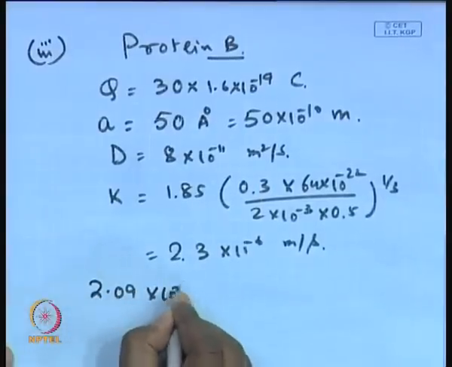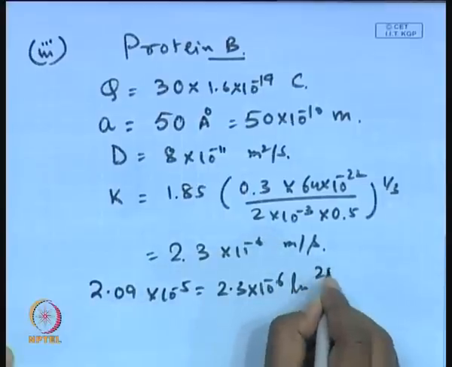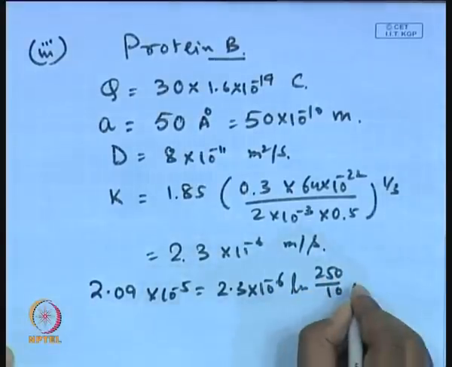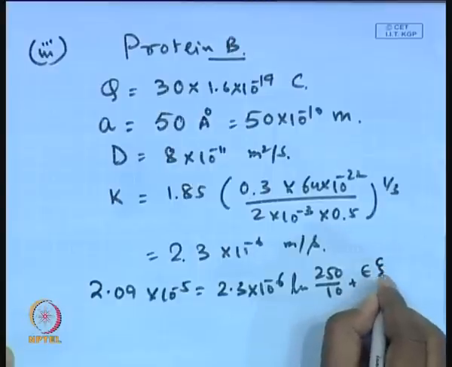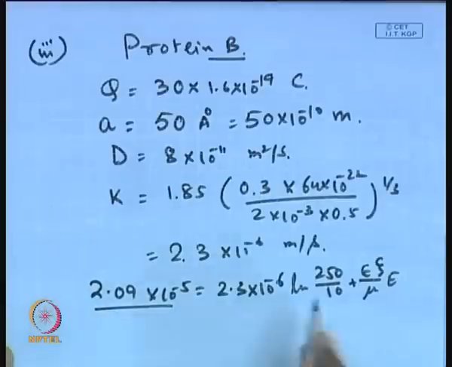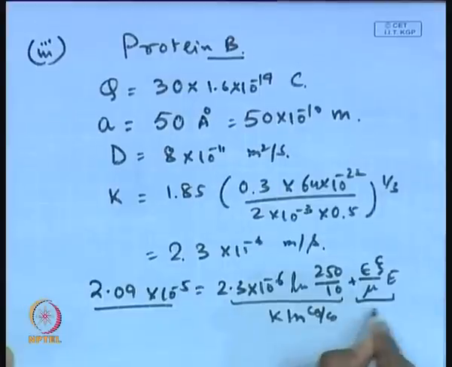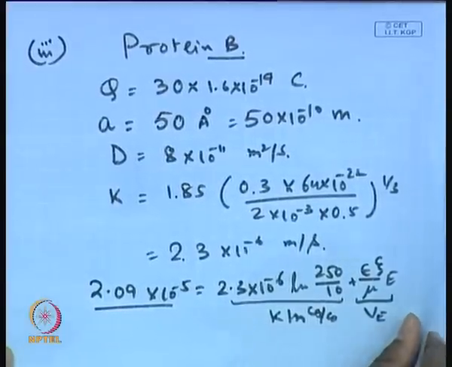So, in the solution what we are doing, we are assuming the same electrolytic concentration, but we are going to find out what is the required field strength, so that the same flux will be obtained. So, if that is the case, we will be getting 2.09 into 10 to the minus 5 is equal to 2.3 into 10 to the minus 6 ln Cg by C naught 250 by 10 plus epsilon zeta by mu times E. So, this is basically the same flux we are going to get in part 2, and this is the without any field strength k ln Cg by C naught, and this is the VE. Okay. So, everything is known, only zeta and E are not known.